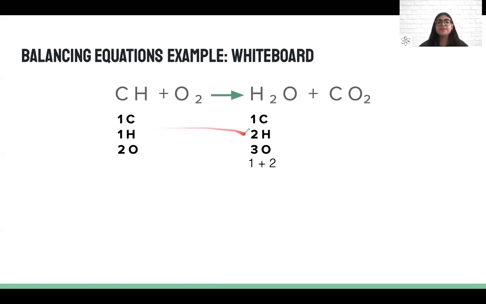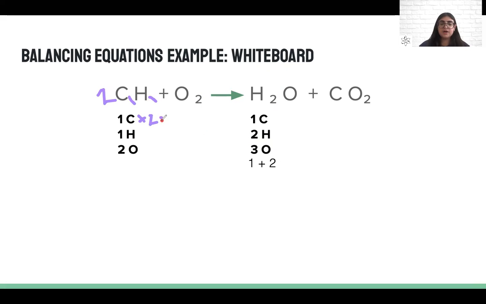All right, one carbon, that's okay for now. We might have to change it later, but for now it's okay. 1 hydrogen here and 2 over here. So what we're gonna do is, remember, can't touch the subscript. So we're gonna add a 2 as a coefficient. And we are going to have to multiply the carbon by 2.